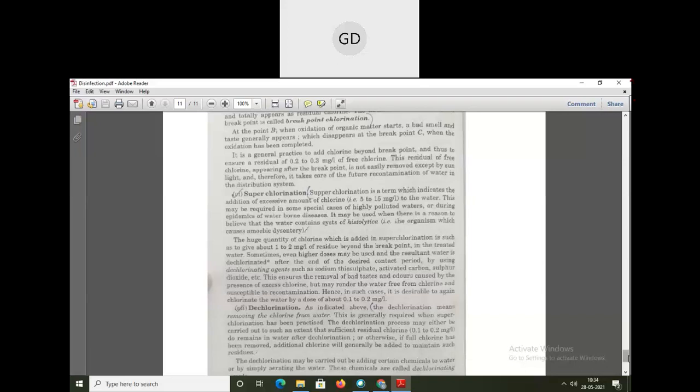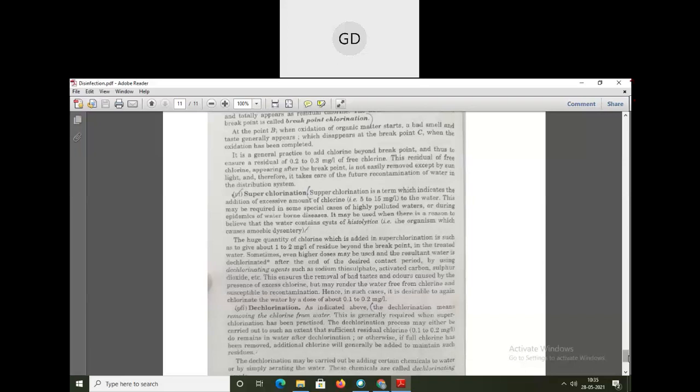It may be used when there is an organism in the water, the cyst of Entamoeba histolytica, that causes amoebic dysentery. When amoebic dysentery is there and you want to kill the cyst of histolytica, you have to add an excessive amount of chlorine to the water. The amount is 5 to 15 milligram per liter.